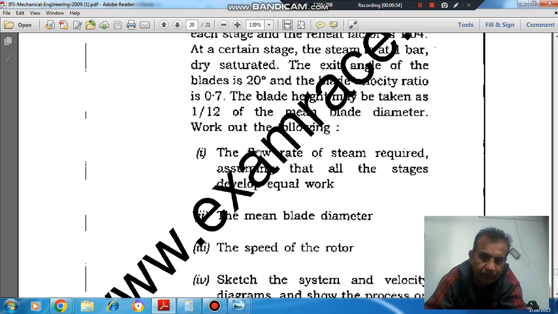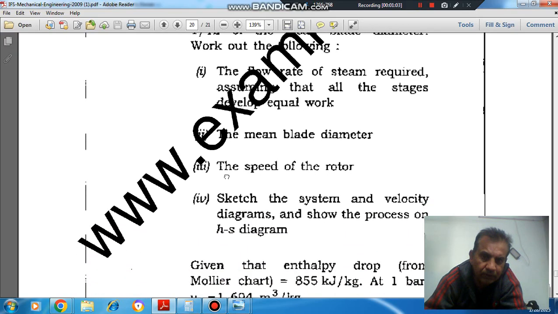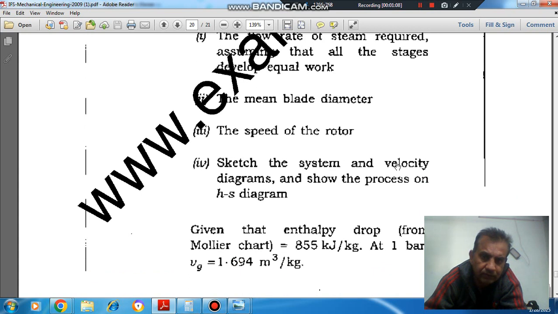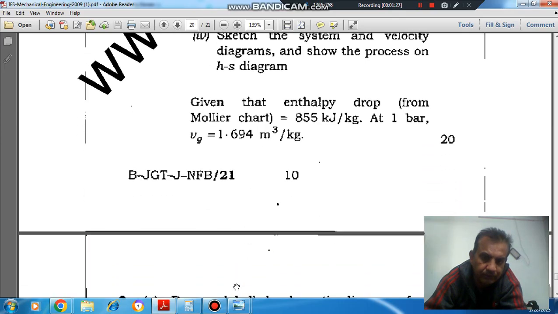Work out the following. 1. The flow rate of steam required, assuming that all the stages do equal work. 2. The mean blade diameter. 3. The speed of the rotor. Sketch the velocity diagram and show the process on the HS diagram. Given that the isentropic enthalpy drop from the Mollier chart is equal to 851 kilojoule per kg. At 1 bar, specific volume is 1.694 meter cube per kg.